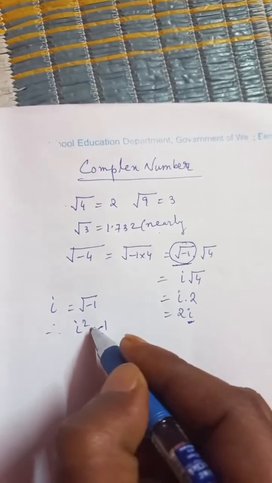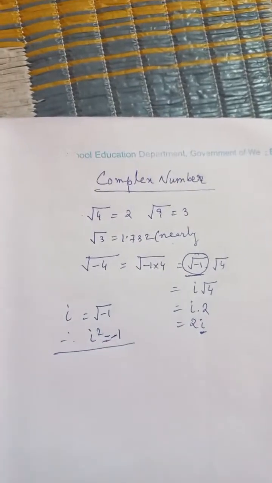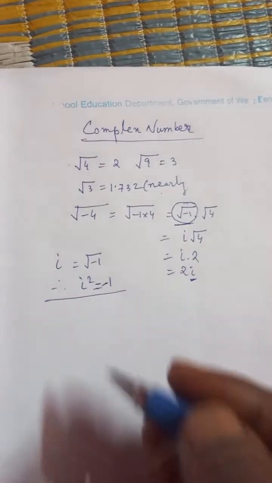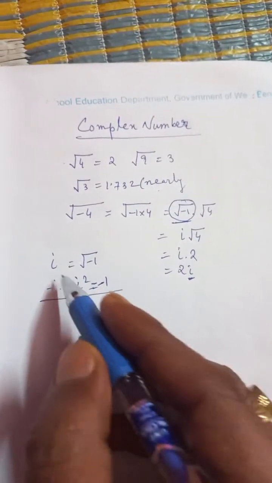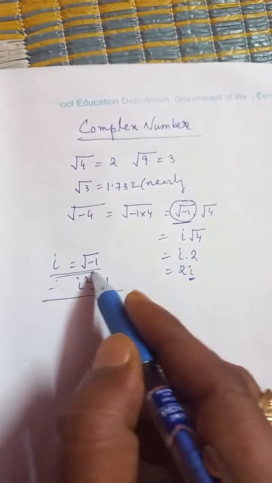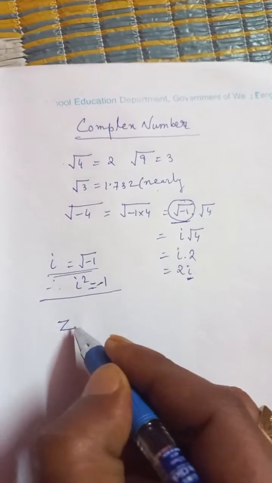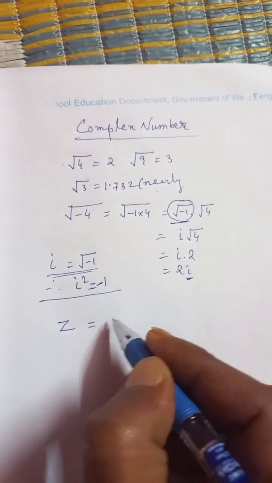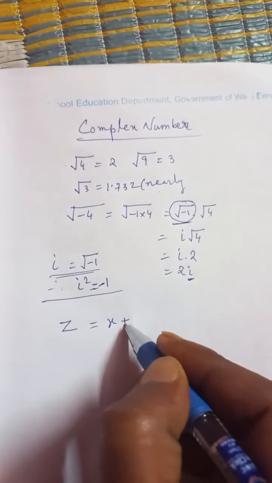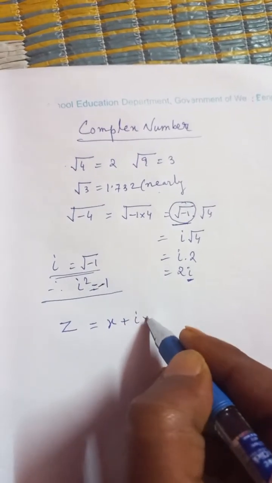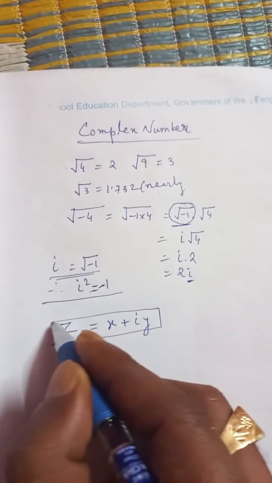So now, in this way, these numbers can generally be represented as follows. Take any number z, which is a complex number. Generally it can be in this form: x plus iota y. This is the general form of any complex number.